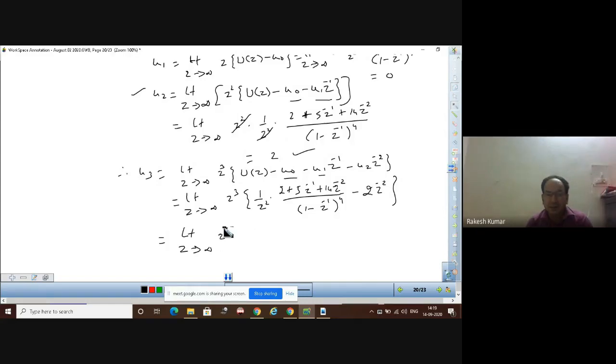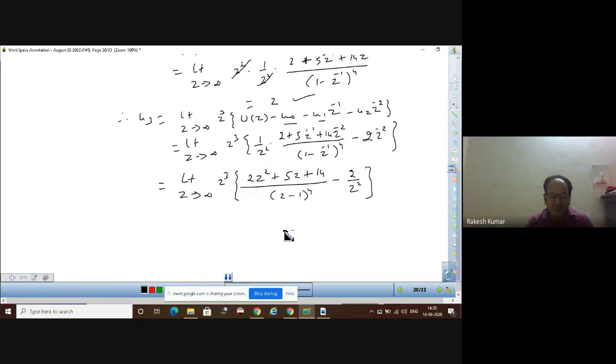So you leave the z cube here, and just adjust this 1 over z square again. So what it comes out to be: the original function was 2z square plus 5z plus 14, that is z minus 1 raised to power 4 minus 2 over z square. This is merely the adjustment of the terms. We have to adjust so that we can get a finite limit.